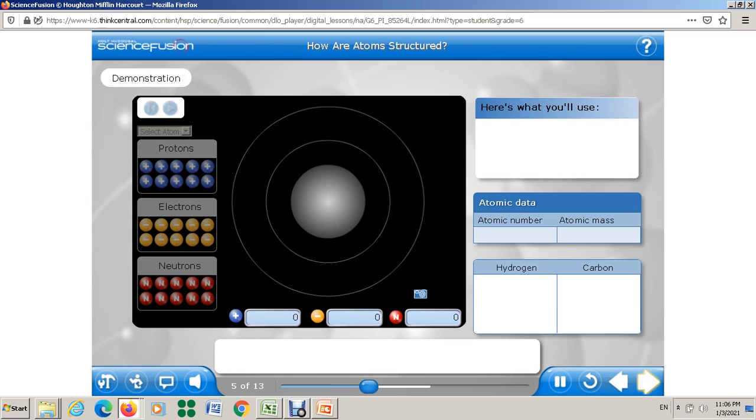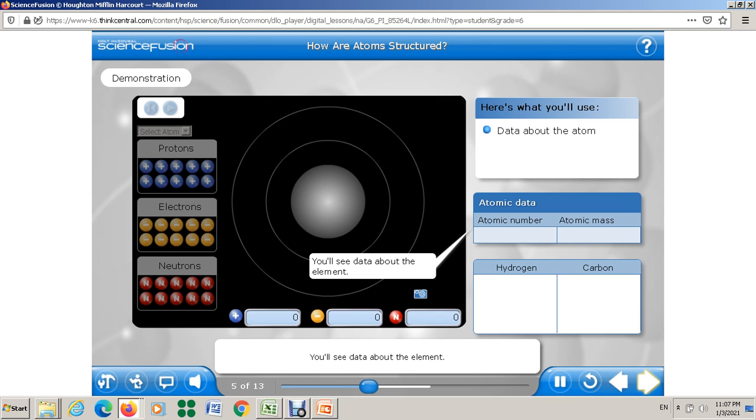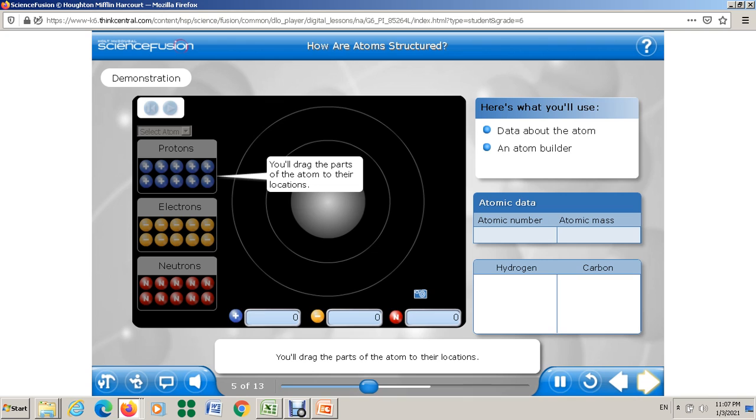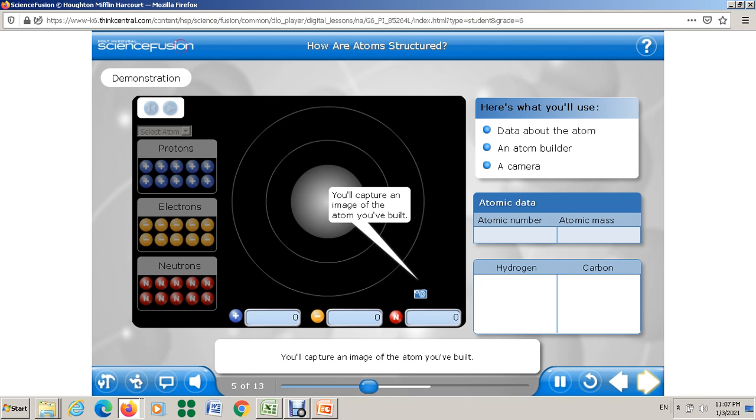Let's continue. In this investigation, you'll explore how atoms are structured by building an atom yourself. Here's what you'll use. Data about the atom. You'll see data about the element. An atom builder. You'll drag the parts of the atom to their locations. A camera. You'll capture an image of the atom you've built. Okay, let's see. Let's start.